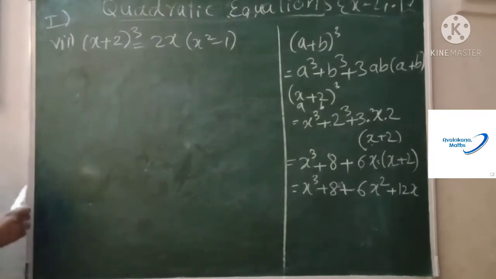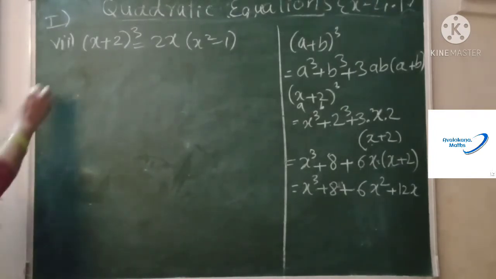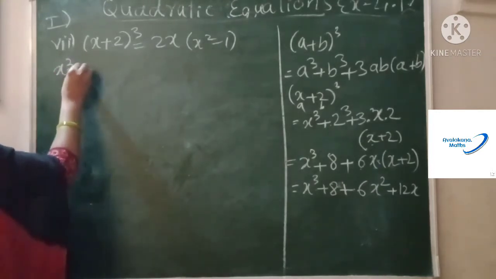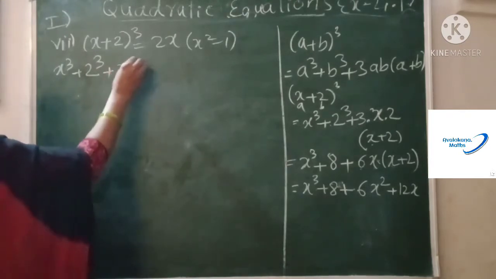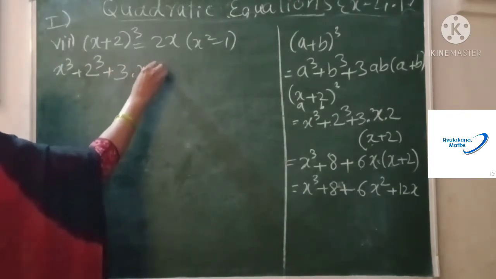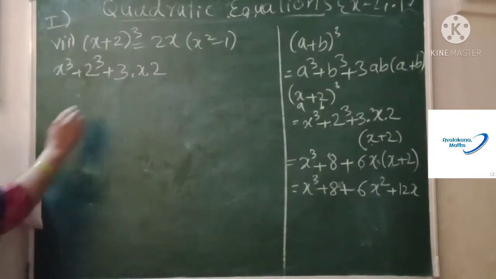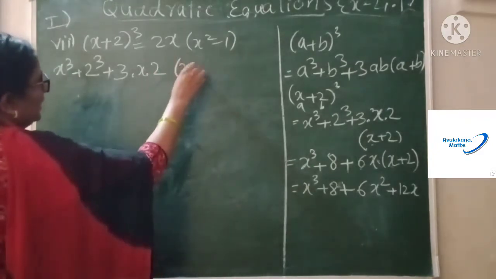So what is this one here? You have (x plus 2) whole cube. It is a cube plus b cube, which is 2 cube, plus 3ab, and inside the bracket you have x plus 2.